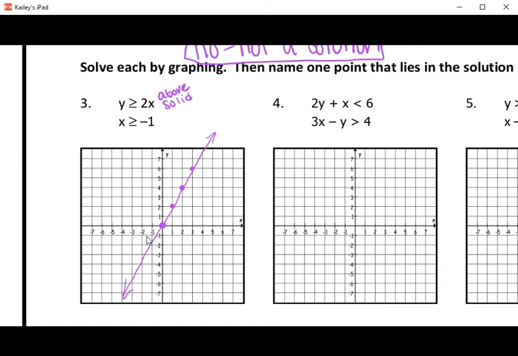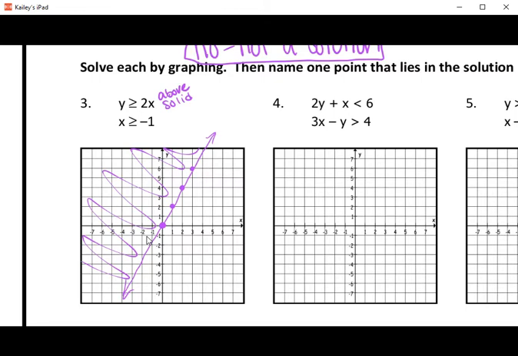And then I want to shade above that line. You can switch colors if you want to. You can shade that with a highlighter if you want to, but just something to show that you've shaded above the line for that one.